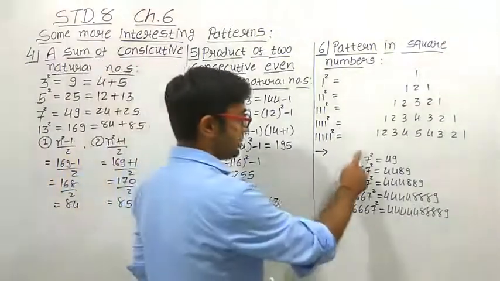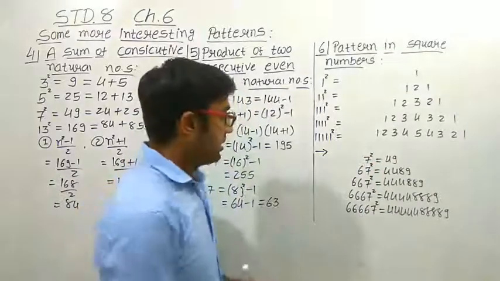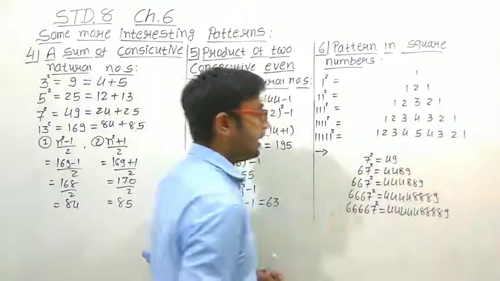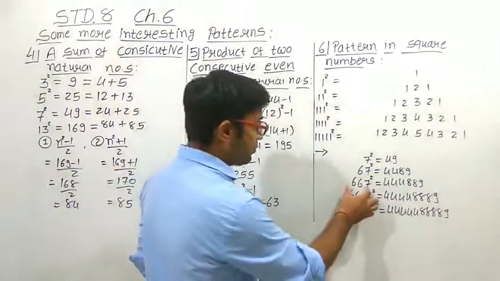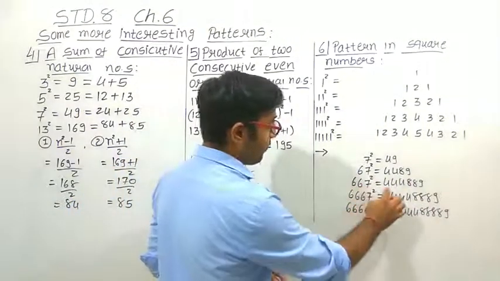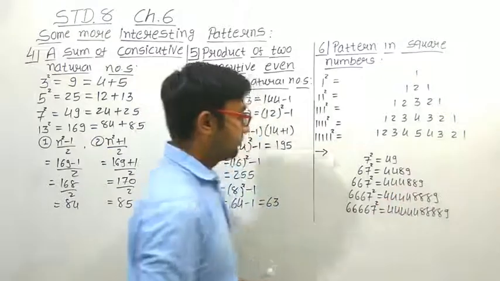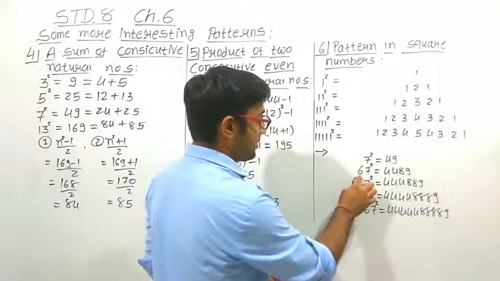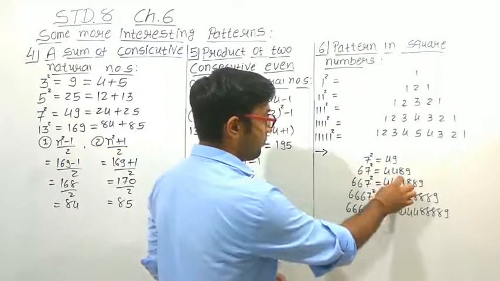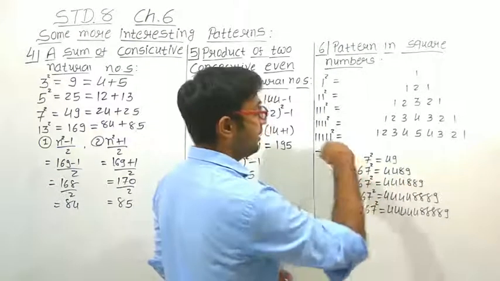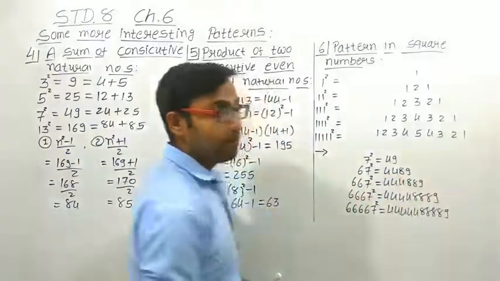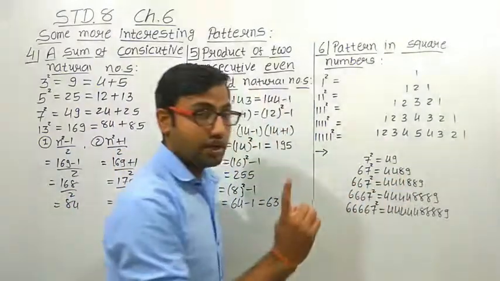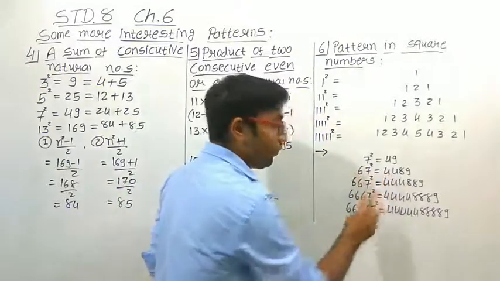If we square 7, we get 49, right? Then 67 square gives 4489. 667 square gives 444889. You can see that when we have one 6, we get one 8. And with one 6, we get one more of the number 4. Here 6 is one time and 8 is one time, 6 is one time and 4 is two times.